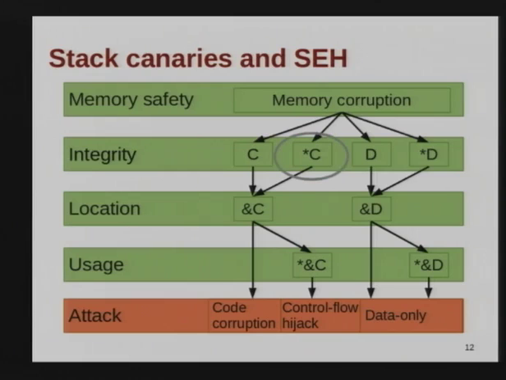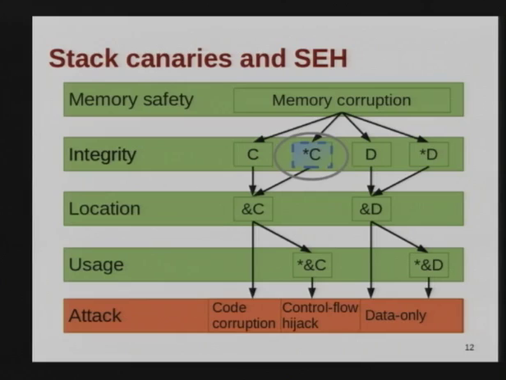So it checks the return instruction pointer before it is actually used. And the dashed line shows partial protection. So it only protects the return instruction pointers, and the gradient shows a probabilistic protection that can be circumvented if the attacker learns the secret through a set of attacks.